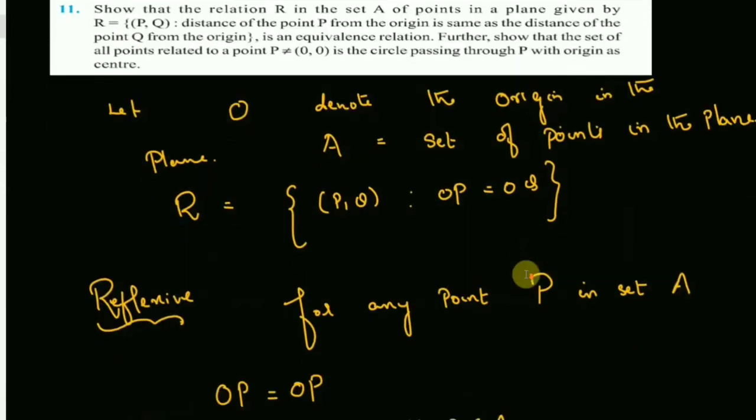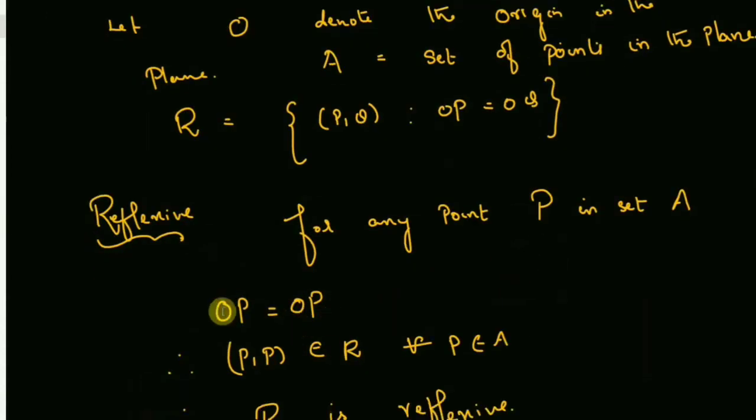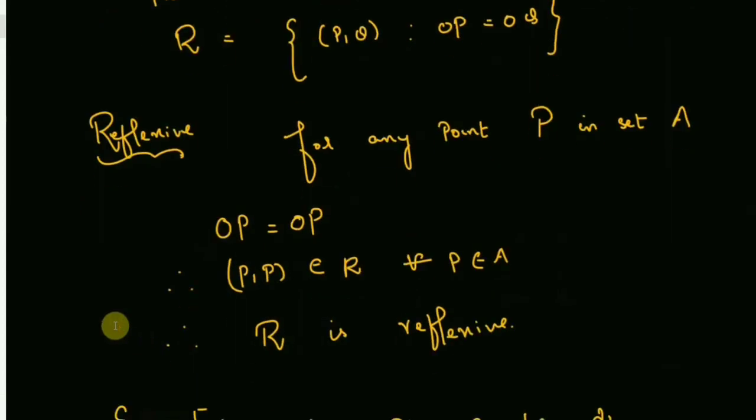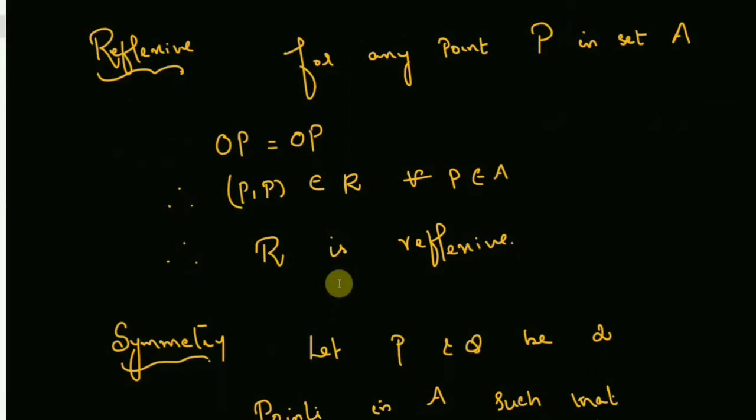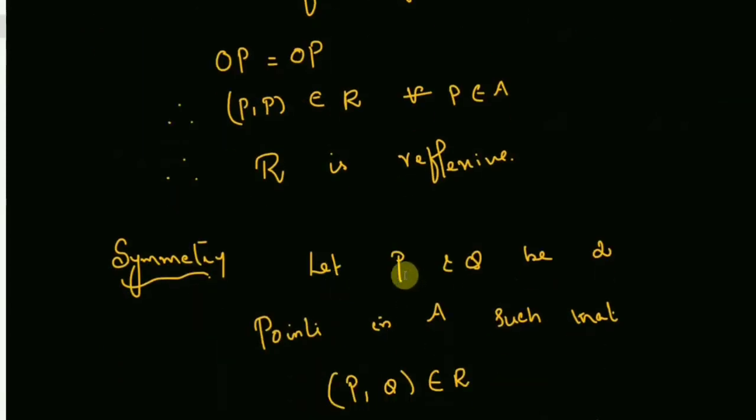So let us first prove it is reflexive. How do you prove it is reflexive? For any point P in the set A, take any point P, we have to prove that (P, P) belongs to R. You know that OP = OP because P represents the same point. So the distance of P from the origin will be the same. OP = OP. That means (P, P) belongs to R for all P belongs to A. Therefore, it is reflexive.